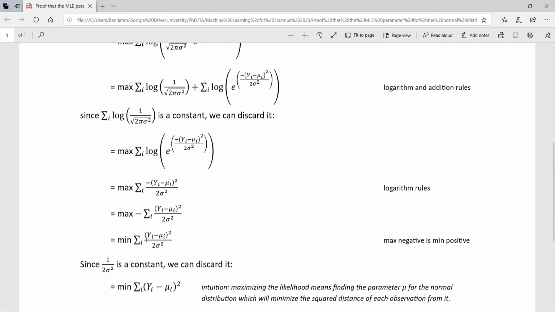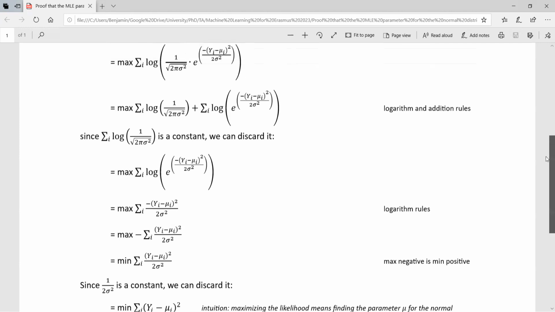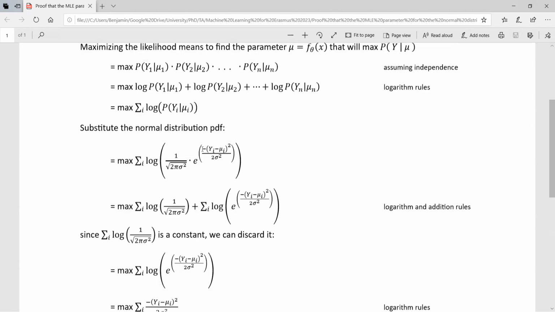We also know that 1 divided by 2 sigma squared is a constant here because we're not optimizing for sigma, so we can also discard it. And we get that we are trying to minimize the sum of yi minus mu i squared for all our data points. And this came from the normal distribution PDF up here, this thing. This is where it came from, okay?